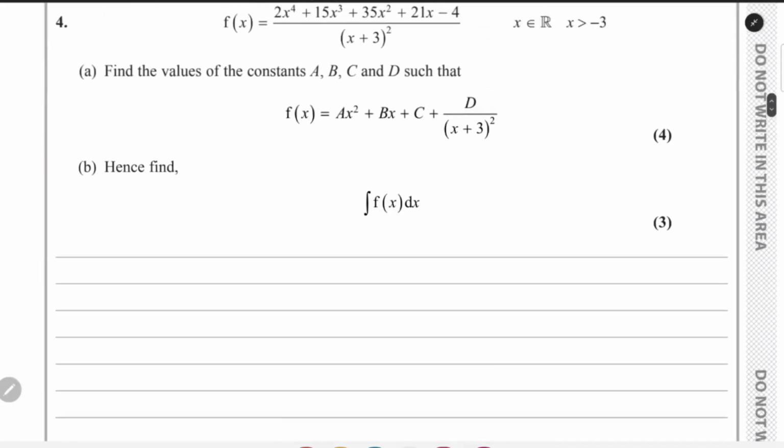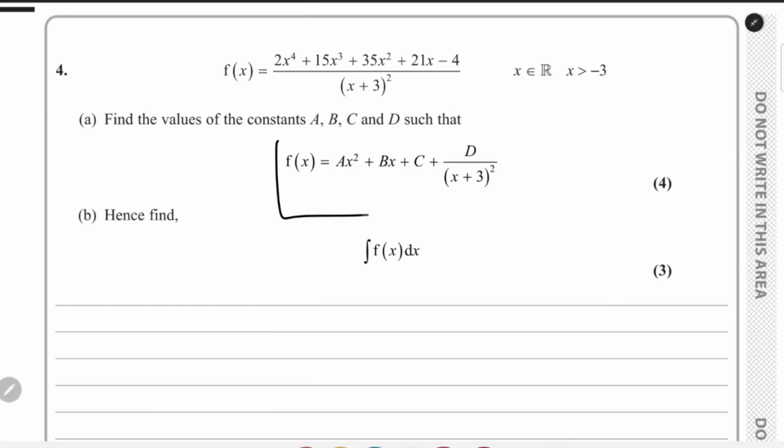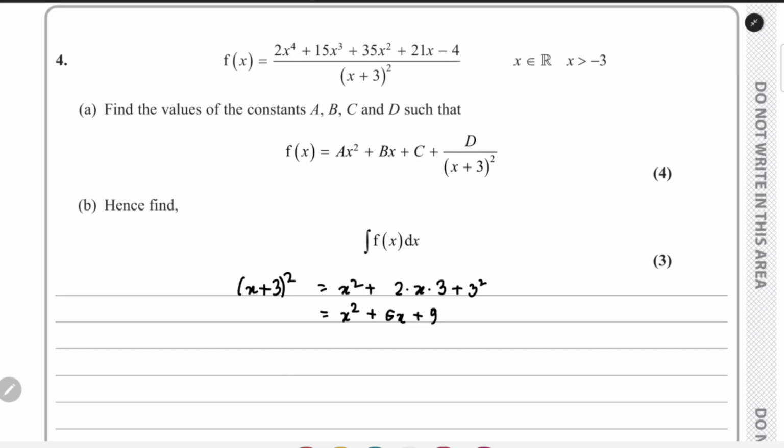Now moving to question 4, we have this function over here that we have to write down in this form. On the top, the highest power of x is 4, while on the bottom it will be 2. So I'll expand x plus 3 squared at first. x plus 3 squared when expanded comes out to be x squared plus 2 times x times 3 plus 3 squared. This basically means this is x squared plus 6x plus 9. Now we'll use long division over here.